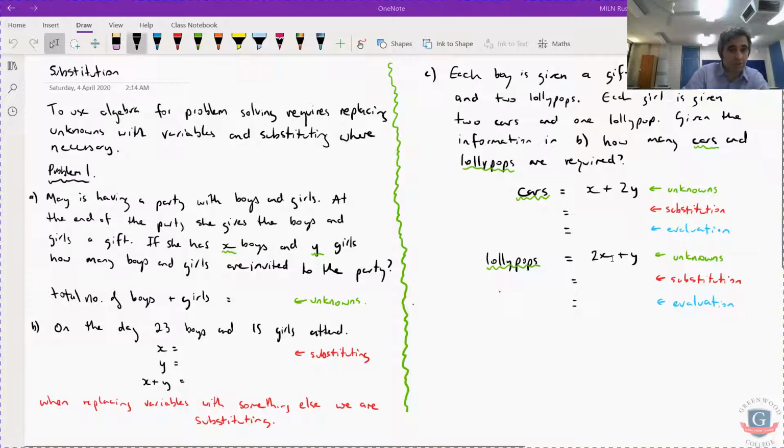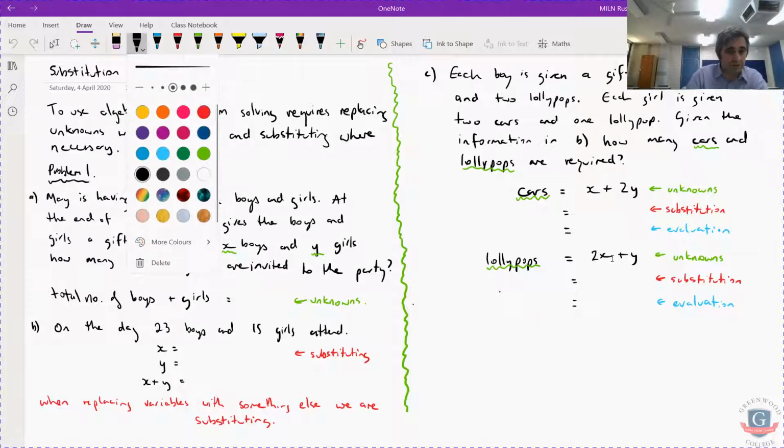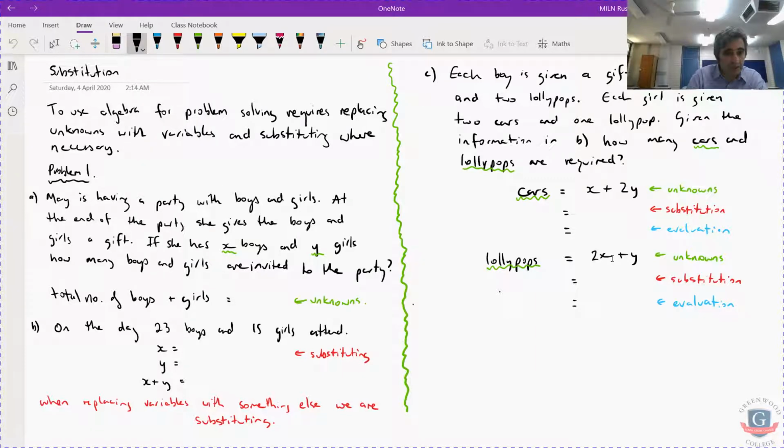So, the total number of people at the party would be the number of boys, which is X, from this bit here that's underlined green, and also this part Y for the number of girls. And if we added those two together, we will get the total number of boys and girls.